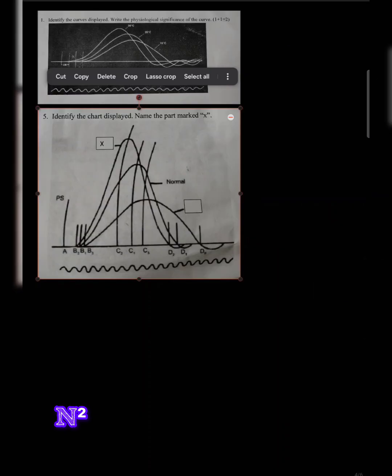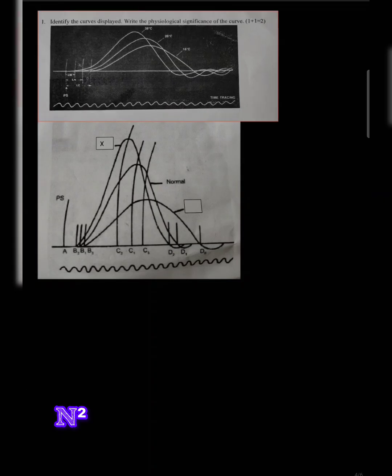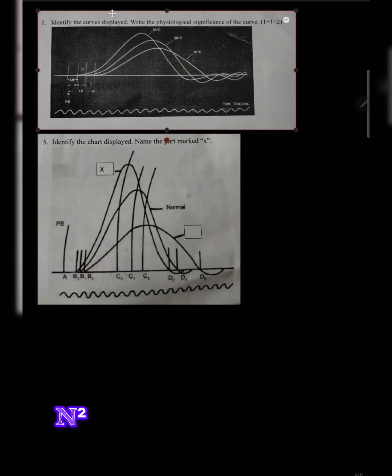Okay, next question for our discussion in spotting is, take for example this question: identify the curve displayed, write the physiological significance. Anyways, it's all written over here. Sometimes the examiner or the question that will be given might hide this part also. They might give you one particular number also, or sometimes it could be visible. Take for example this one.